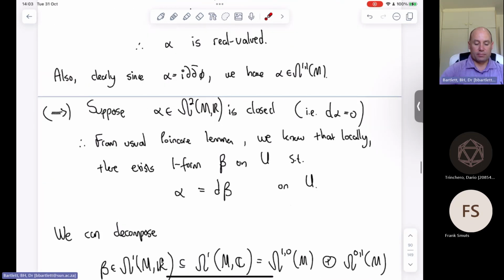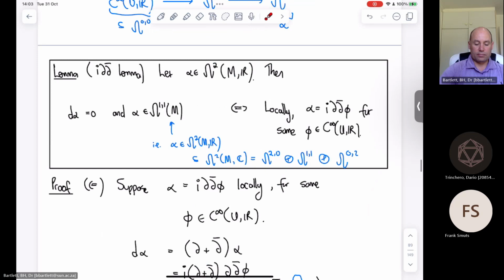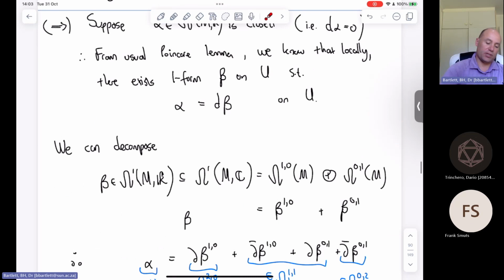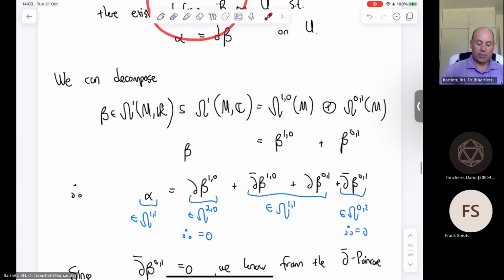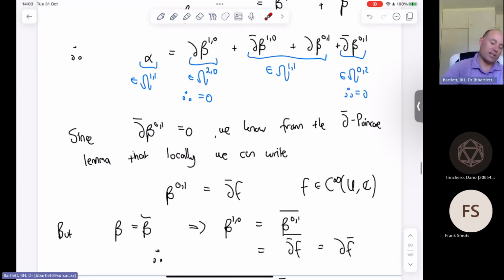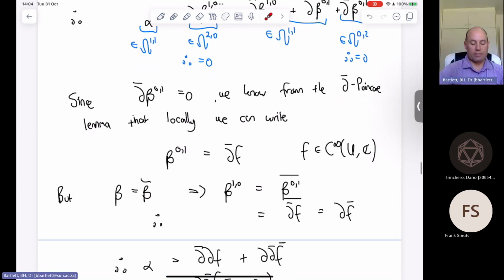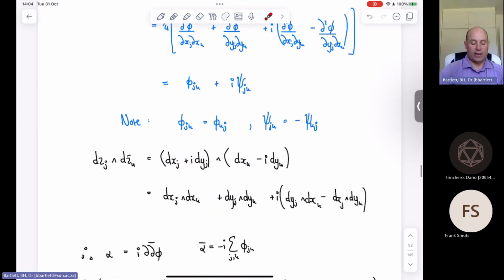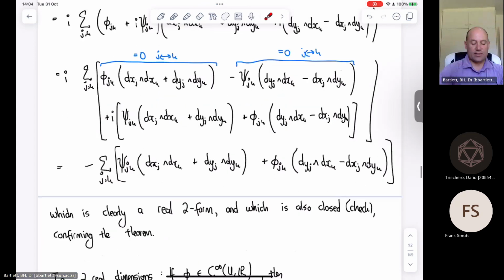And the proof relied on this, so first of all, the usual Poincare lemma, which is fine. But then at some stage, you need to know that if del bar of a form is 0, then you can write it as del bar of a function. So this is this sort of holomorphic Poincare lemma, which I didn't prove, but I stated. So then I wrote this out.